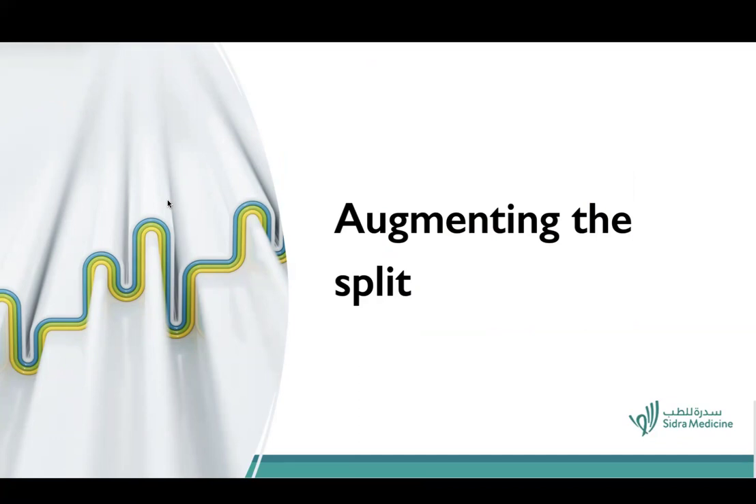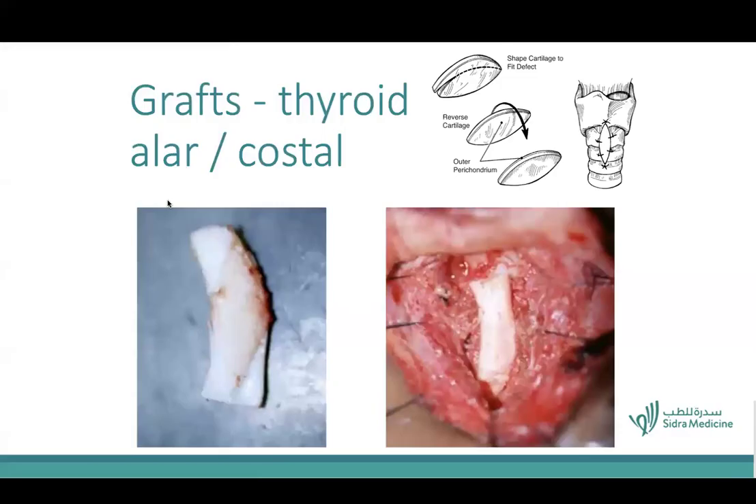But then they realized if they augment that split with cartilage, the success rate shot up. So you not only split the cricoid anteriorly and posteriorly, and then you put a piece of cartilage there. The cartilage could come from the thyroid alar, it could come from your rib, it could even come from the auricle itself, the ear.